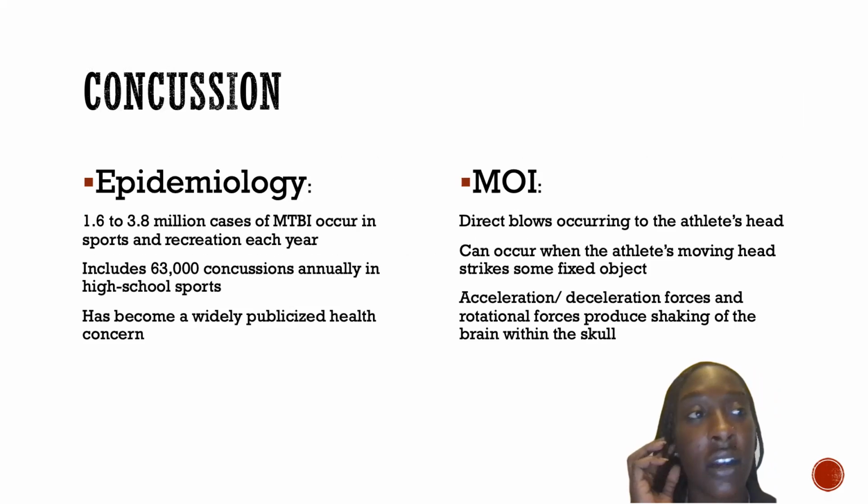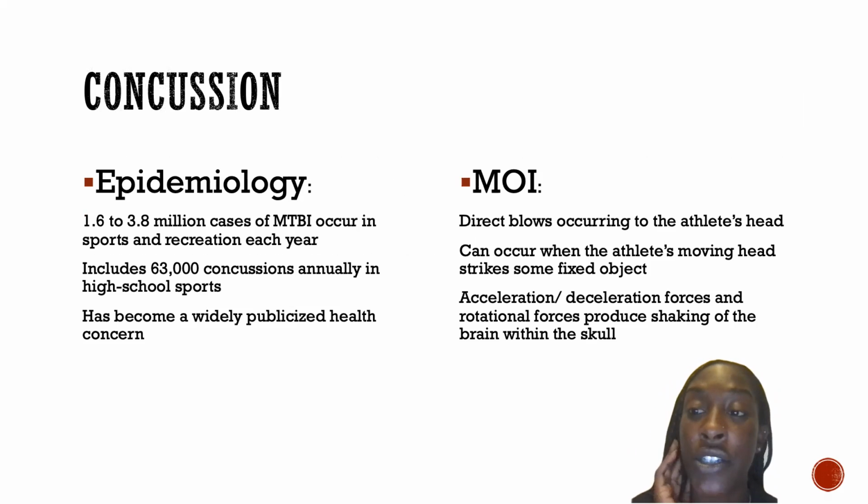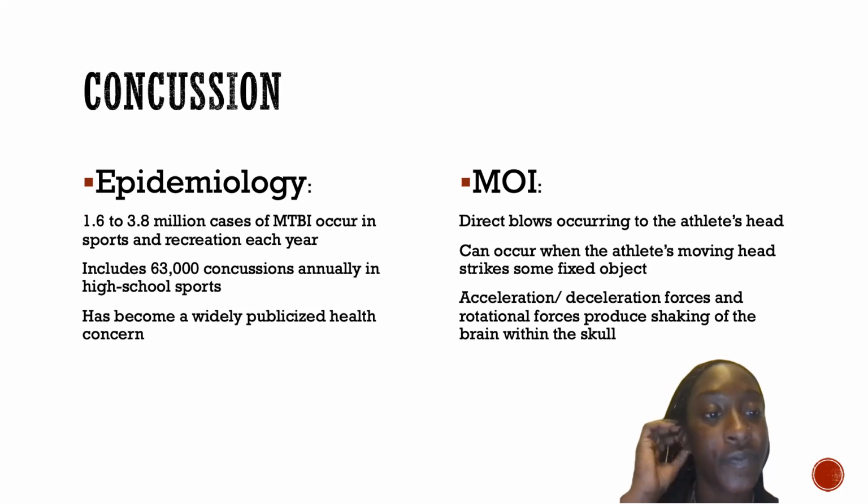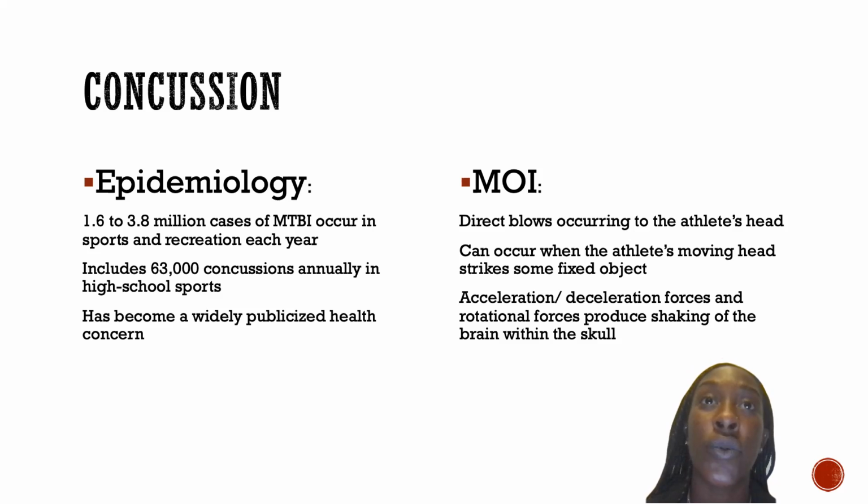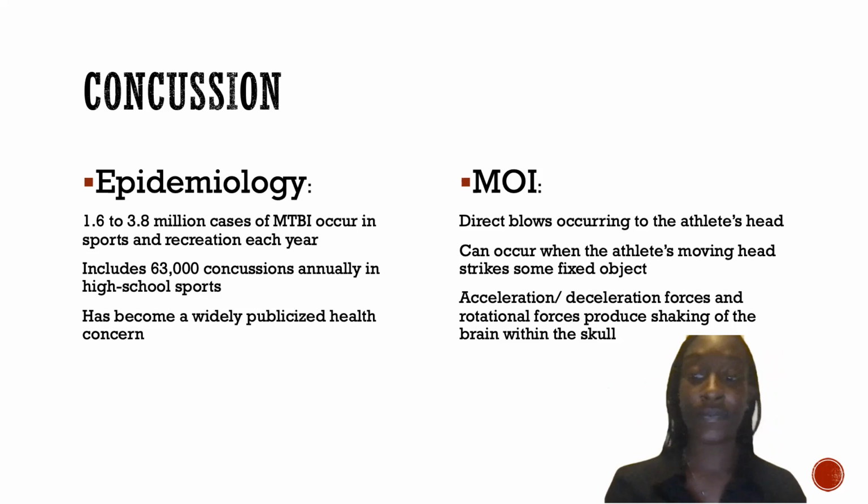I've seen a lot of concussions, so I wanted to put this one on here. We know concussions are a number one injury with athletes. 1.6 to 3.8 million cases of mild traumatic brain injuries occur in sports, and one of the reasons I chose this is 63,000 concussions annually in high school sports. But I do want to note that that's just reported. I've seen a lot of times in my clinical experiences that concussions come in days later. So this is just concussions that have been reported.